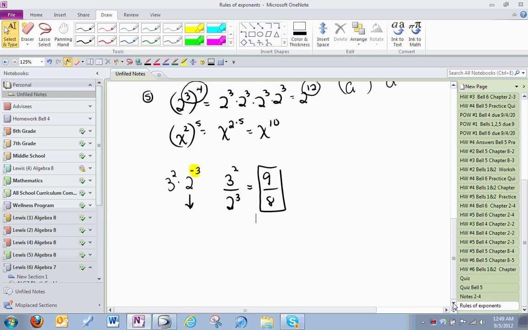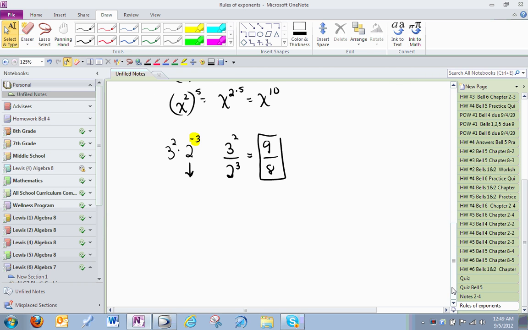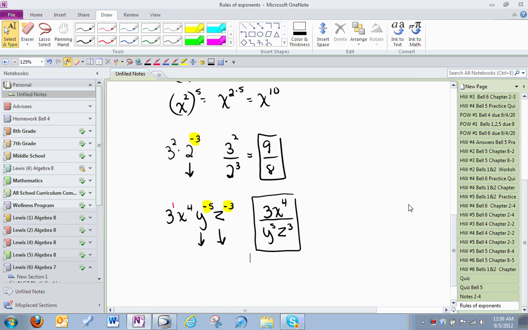Let's do another one. Suppose you have 3x to the fourth y to the negative fifth z to the negative third, and I ask you to write that without negative exponents. Well, if I look at this, first of all, there's no exponent on the 3, so I put a 1 there, just to remind myself it's 3 to the first power, it's not negative. So I'm going to identify all my negative exponents, and that means I would be doing the reciprocal of those. When I rewrite it, these two go down, the others stay in the numerator. So I have 3x to the fourth over y to the fifth z to the third. And that is my simplified answer without negative exponents.